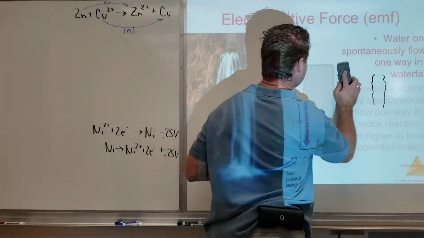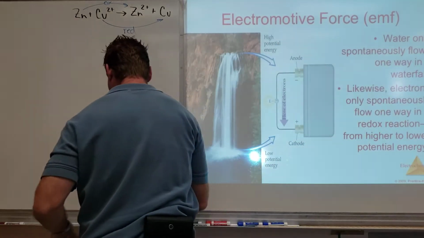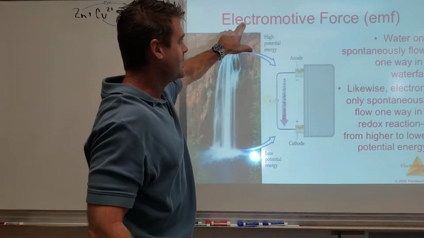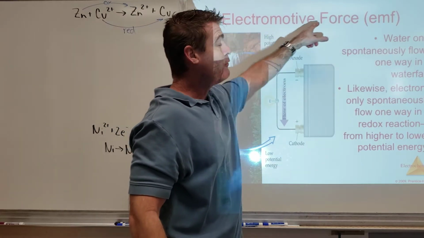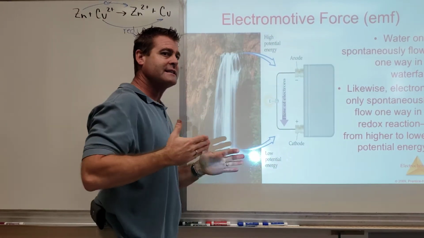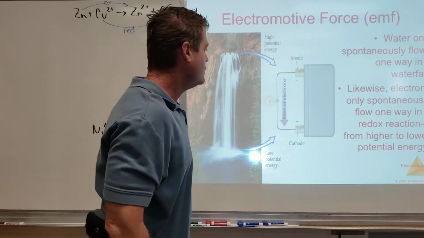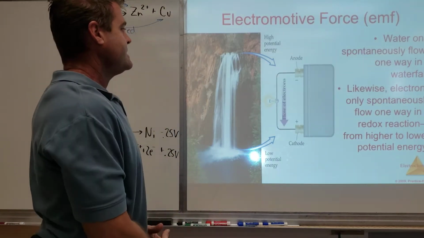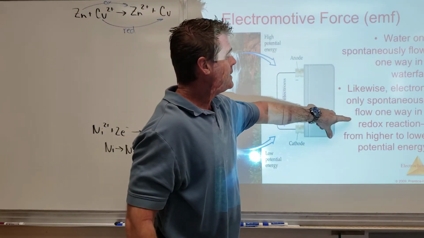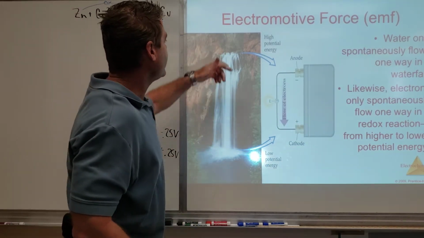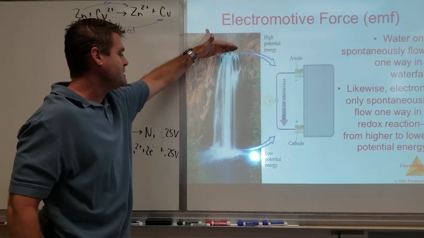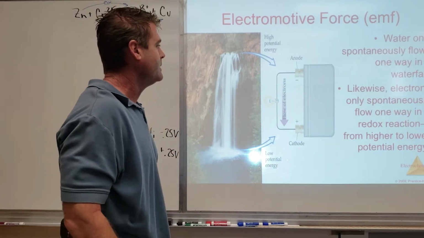Okay. So you guys, we have this new term called electromotive force. Electro referring to electrons, motive obviously referring to movement. Remember, we've been talking about electron movement. And then a force. We're thinking about what's the force that's causing the electrons to move. This is saying electrons only spontaneously flow one way in a redox reaction, from higher to lower potential energy. They're likening it to water going from a place of higher potential energy to lower potential energy, water going downhill.